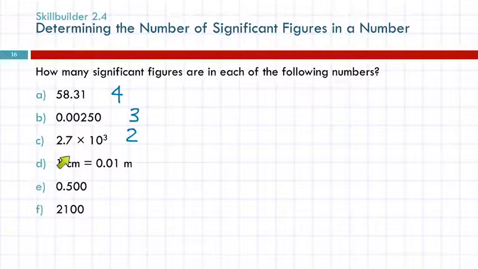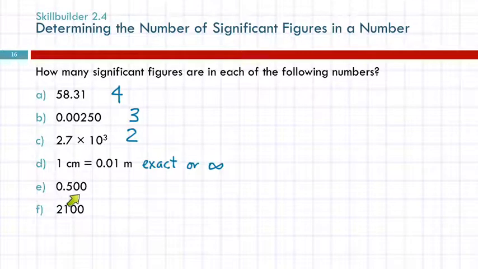What about this one? 1 centimeter is equal to 0.01 meters. So I'm hearing one. If you're just looking at the numbers, it would be one. But is that a defined relationship? It is. 1 centimeter is exactly 1/100th, or 0.01 meters. So that's an exact number. So how you answer that, how many significant figures, you could say that this is exact. Or for a number of significant figures, it would be an infinite number of significant figures, because it's exact.